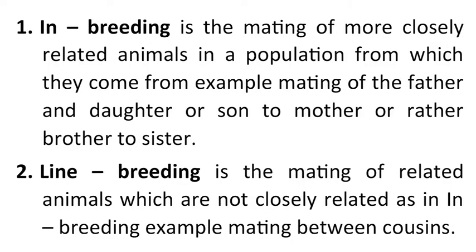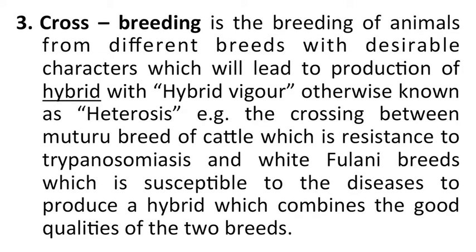Inbreeding is the mating of more closely related animals in a population from which they come. Example, mating of the father and daughter, or son to mother, or brother to sister. Line breeding. This is the mating of related animals which are not as closely related as in inbreeding. Example, mating between cousins.